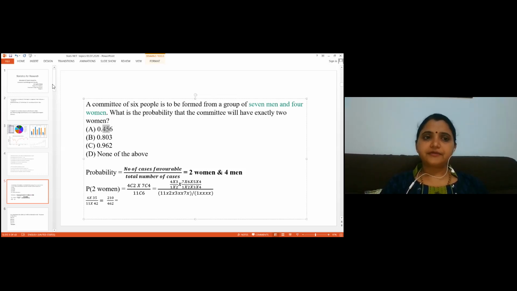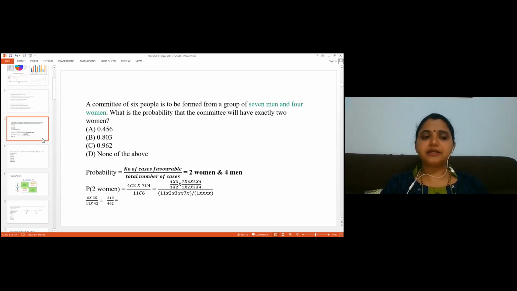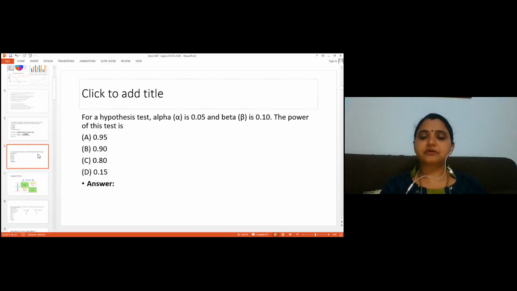So I hope I have explained a little bit about how to calculate probability. I took this question because it was a 2013 question, or a 2017 question.